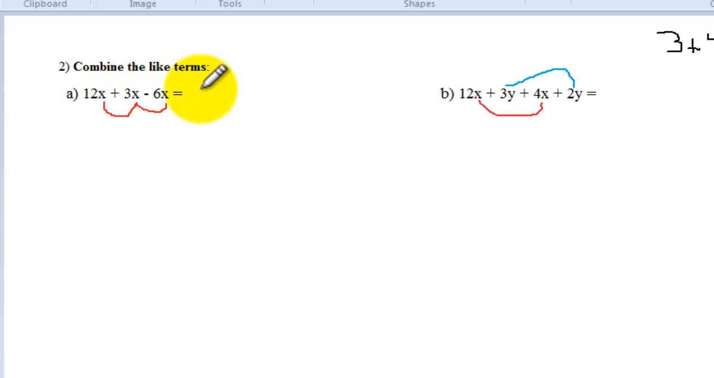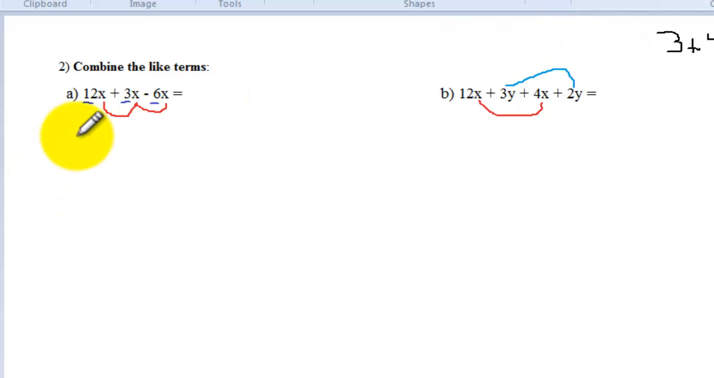The fast way that most people learned how to do this is all you do is add the coefficients. That's what these big numbers are in front of the variables. If you have a term in front of each variable, that's what you're combining. They say combine and not add, because not all functions are adding. We have add and subtract. So what we're doing is 12 plus 3 minus 6.